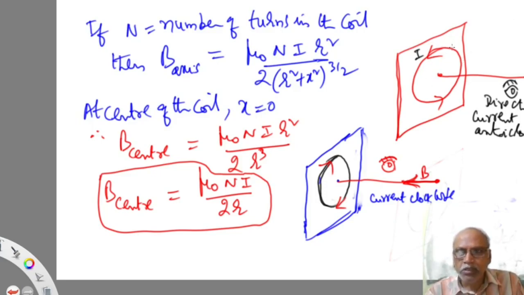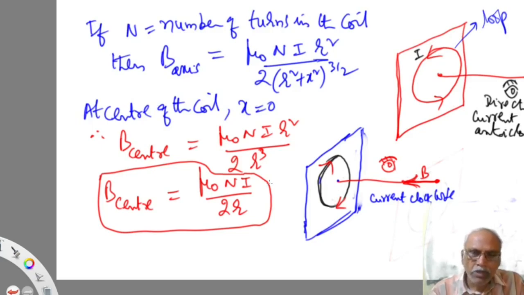And also on the right side I have shown two diagrams. This is a coil, this is a loop. In the loop, if the direction of current is anti-clockwise, then the magnetic field is away from the loop. If the direction of current is clockwise, then the magnetic field is towards the center of the loop. And you can decide by using your right hand again. You fold the fingers in the direction of current, then the thumb will give the direction of the magnetic field.